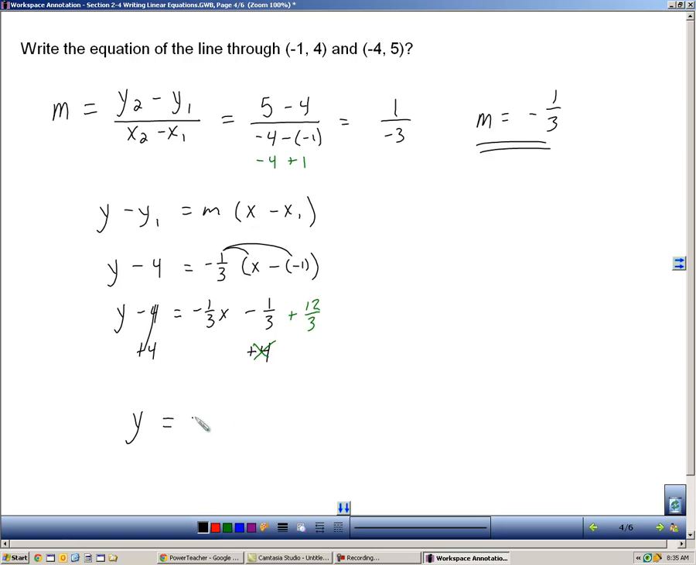So my final answer becomes negative 1/3 x. Negative 1/3 plus 12/3 is 11/3, and so that would be my b. So there is my equation that goes through these 2 points.